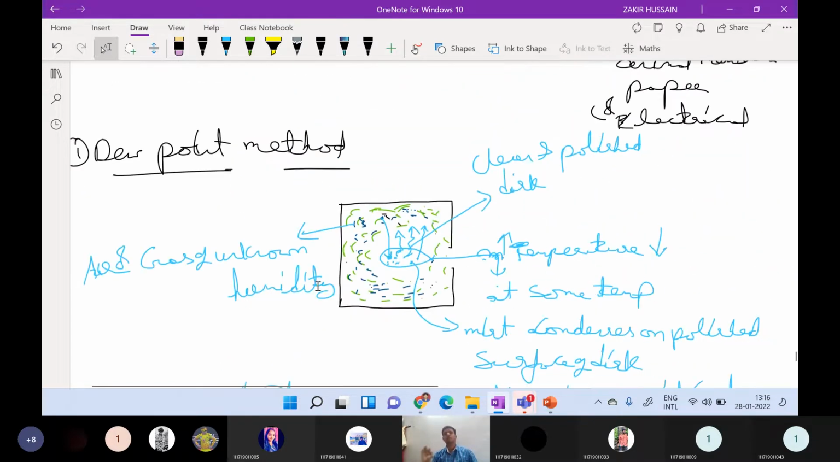So first, we insert a smooth, cleaned and polished disc inside the vessel containing the gas whose moisture or humidity content we want to know. Then we gradually decrease its temperature. At some temperature, suddenly a mist will form, that is, the first drop of vapor condenses to liquid. The temperature at which this happens is called the dew point.